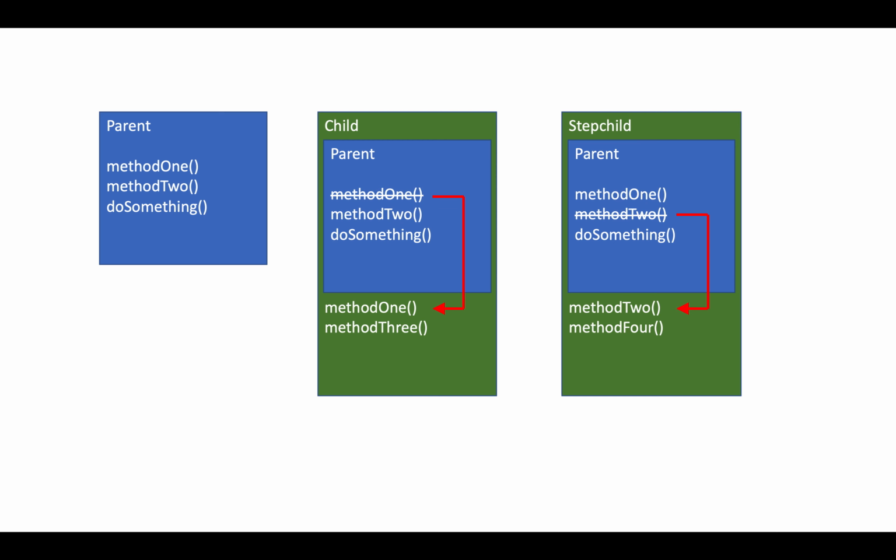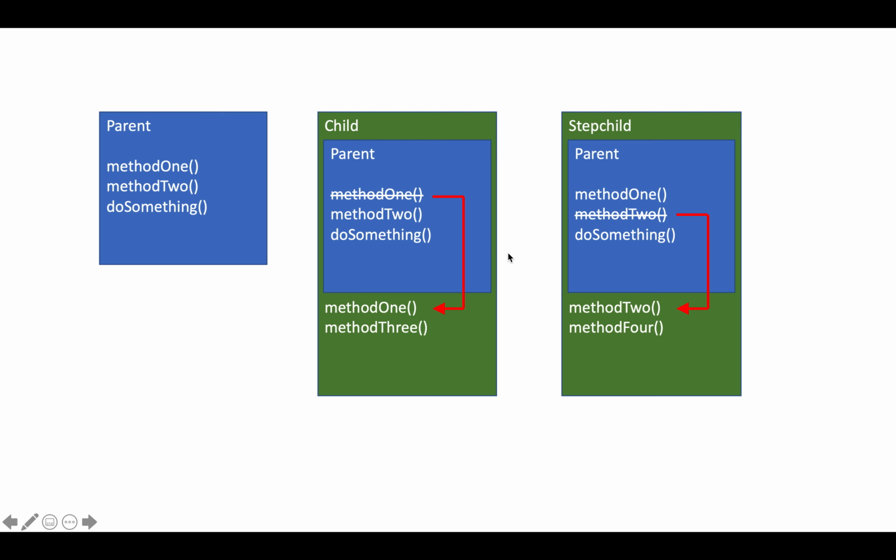So the reason why I think it's helpful to draw these things out the way that I did is because now when I'm getting different references to things, it's easy to figure out what happens, okay? So now parent is easy because there's nothing you can really do but create a new parent. But you'll see what we're talking about when we create instances of child and stepchild, okay?